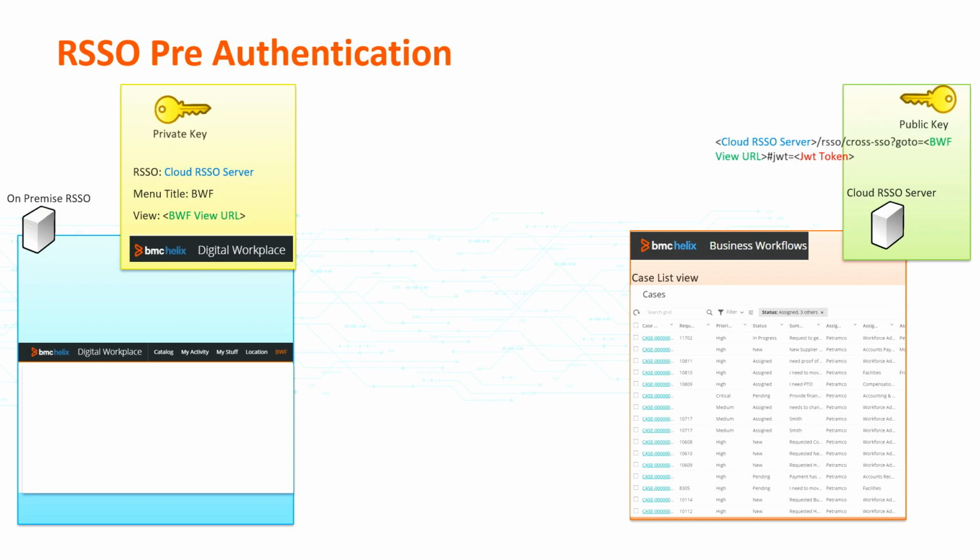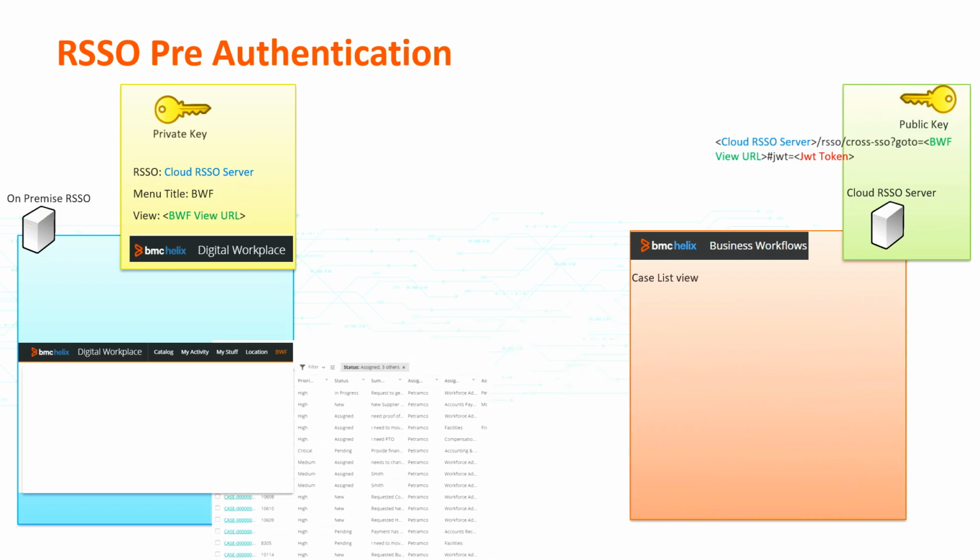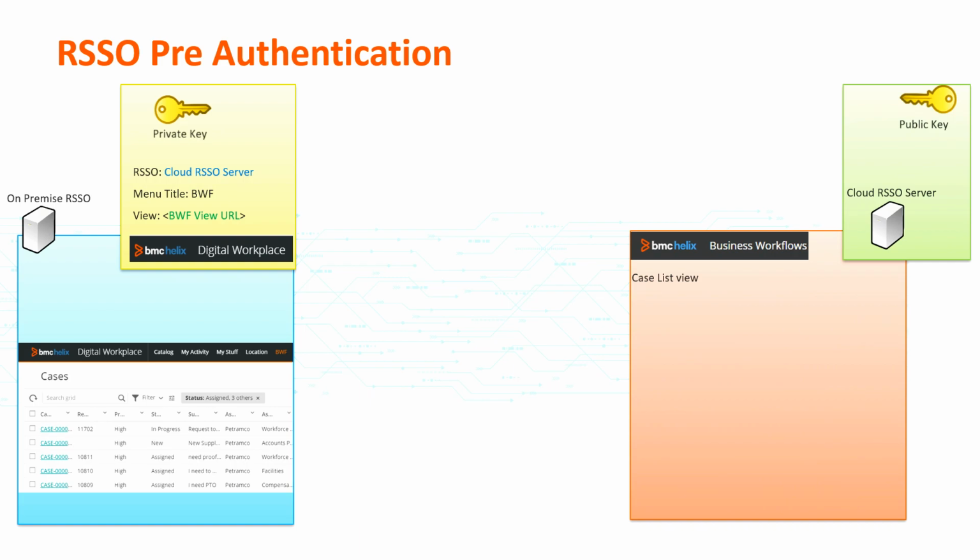If everything is okay, it's also going to check that the user actually exists on the cloud. And if everything is correct, the view is going to be served without the user having to log in an additional time.